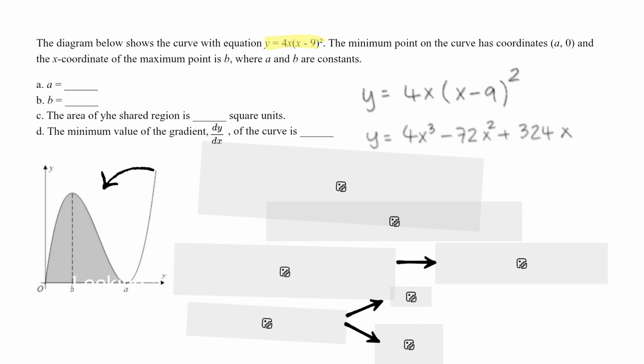Looking at our graph, the maximum happens first at b equals 3, and the minimum, where the curve touches the x-axis, is at a equals 9.